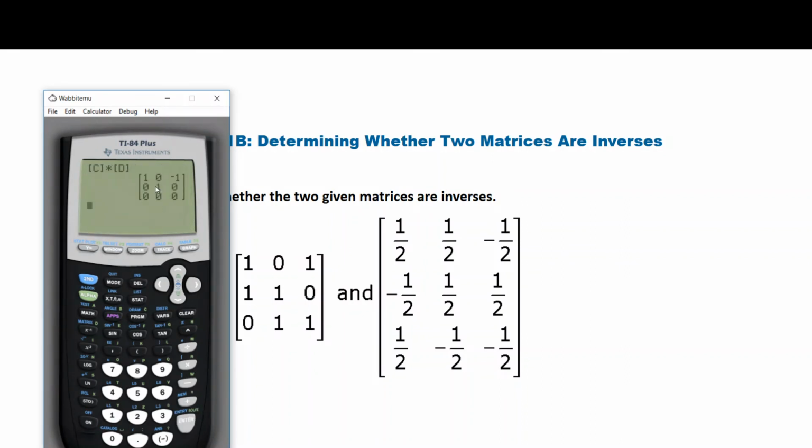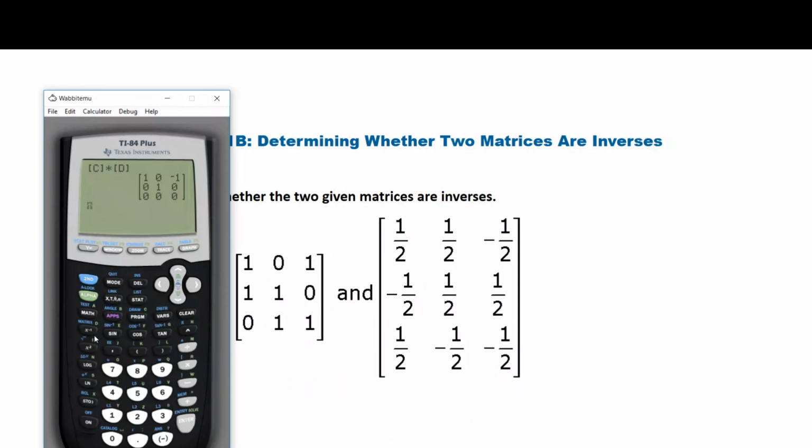and then we're going to enter it. And notice that I have 1, 1, but I don't have a 1 on my final diagonal here. And I don't have all zeros everywhere else. I have a -1 up here. And so far we can say this is not an identity. Let's just check the other way around.